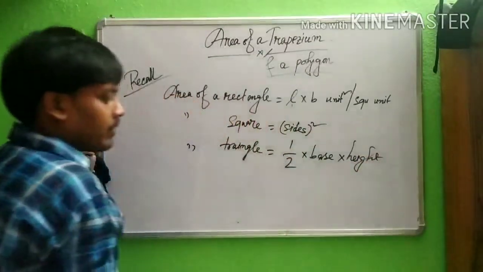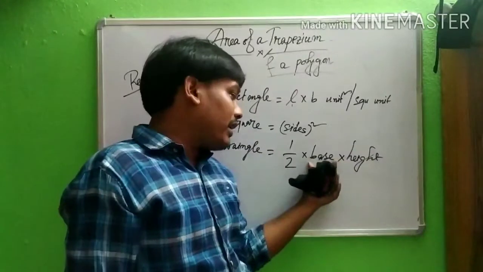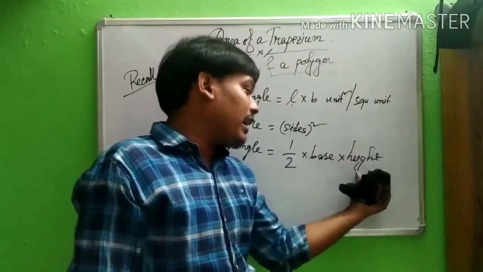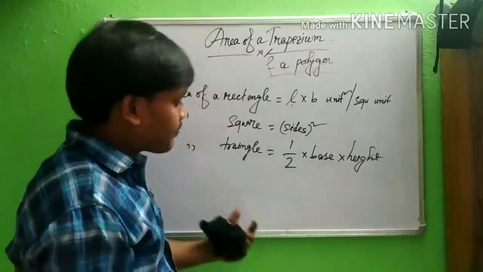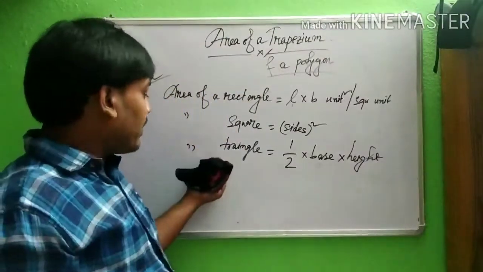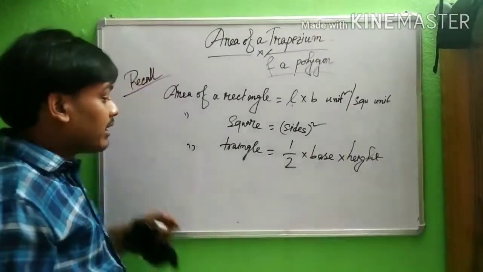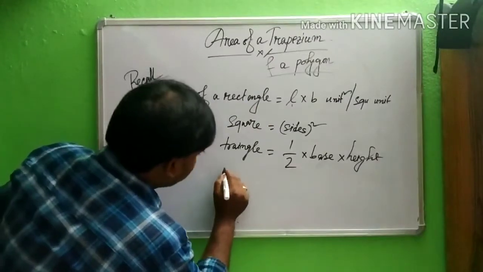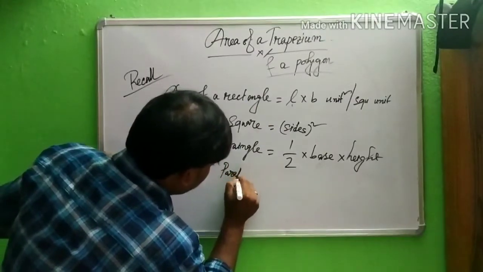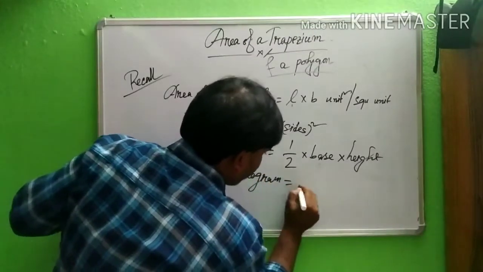Okay. So here there is no need to write the unit now, because when you put the values of base and height, there are two units, and you write unit square. Okay. So area of a triangle, half into base into height. Area of a parallelogram, base into height.